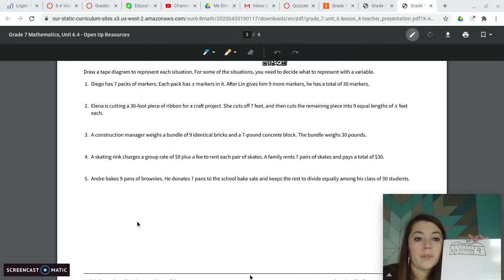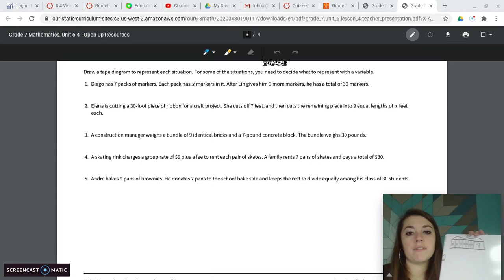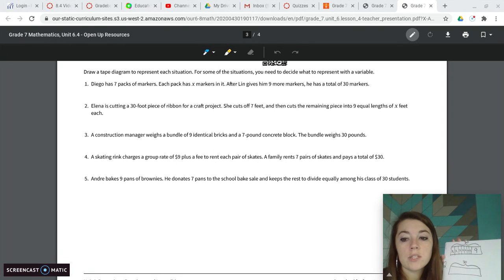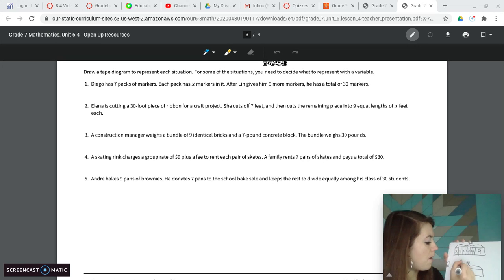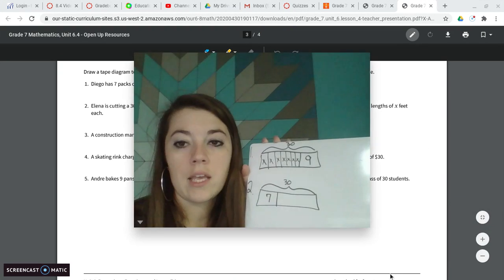All right, number 2. Elena is cutting a 30-foot piece of ribbon for a craft project. She cuts off 7 feet and then cuts the remaining piece into 9 equal lengths of X feet each. So she has how much total? Once again, 30, in this case, 30 feet instead of 30 markers. Okay, so it says that she cuts off 7 feet first. So we're going to have a box on here with 7 because she's taking away that 7. And then the remaining piece she cuts into 9 equal lengths of X.